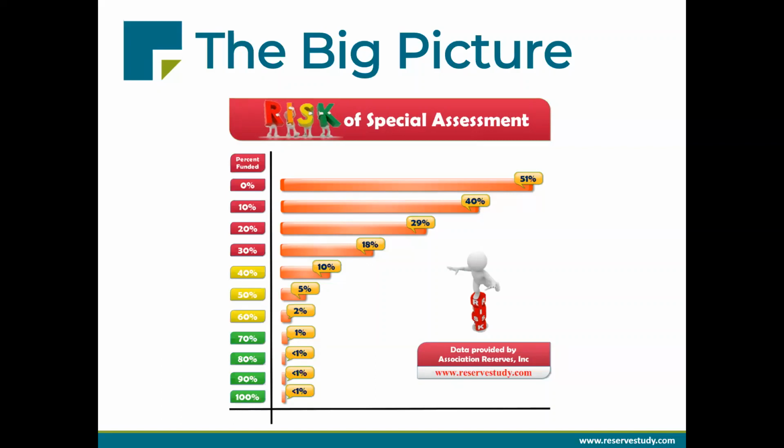Basically, the closer an association is to 0% funded, the top of this column right here, the higher the chances they will need immediate special assessments to get off the ground, to cover some of their near-term projects. They have very little cash on hand, and especially if they have things that are at or near the end of their useful life, there's a very good chance that they will not be able to get there through regular budgeting. They will need special assessments to cover the difference.